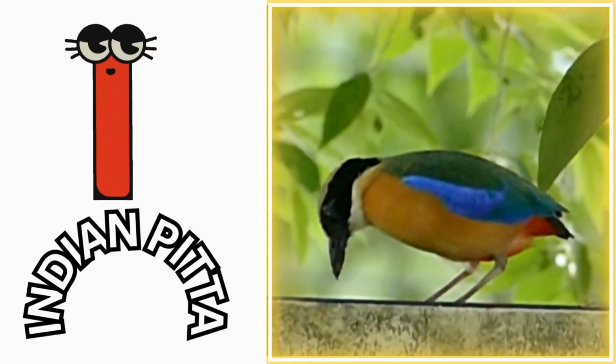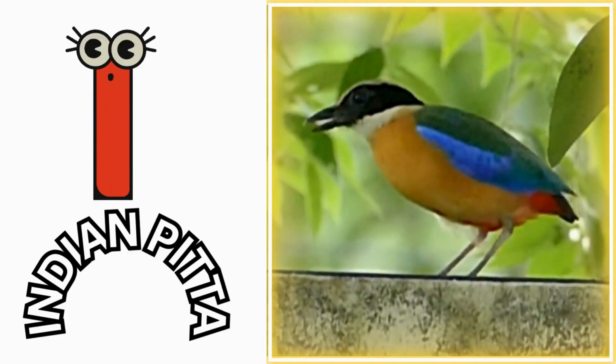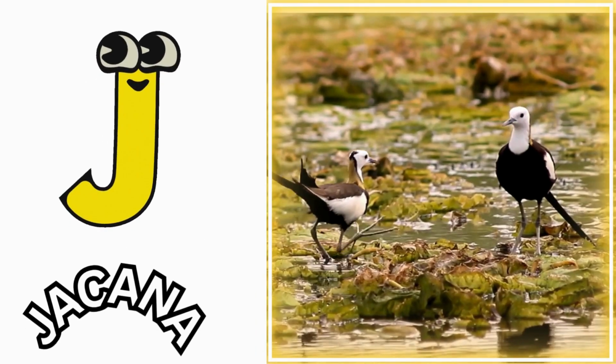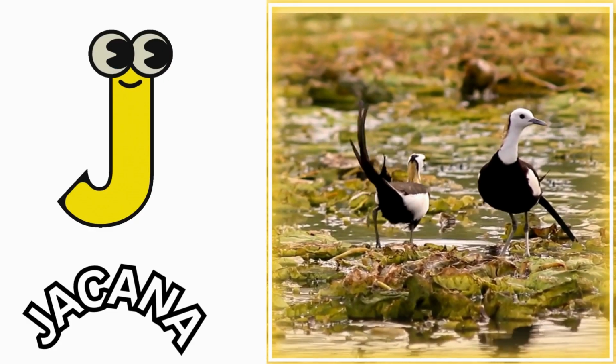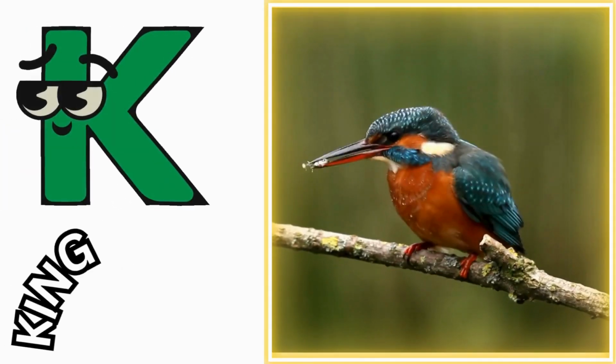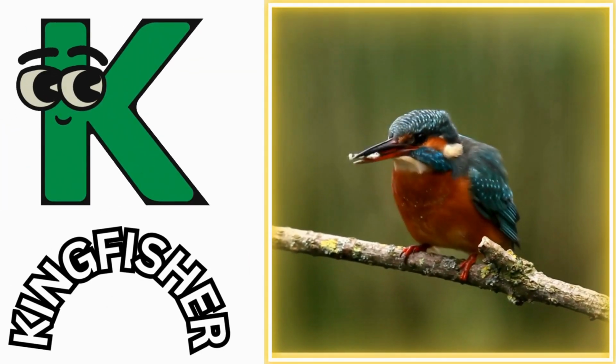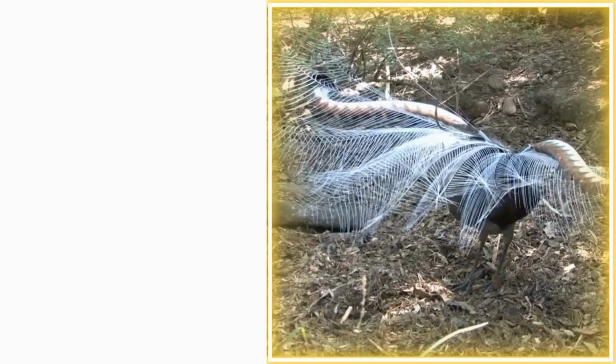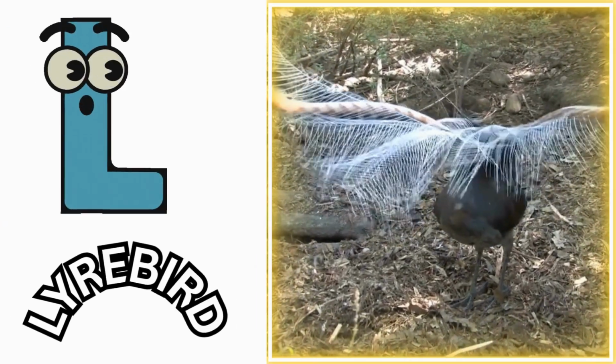I is for Indian pitta. Indian pitta. J is for jacana. Jacana. K is for kingfisher. Kingfisher. L is for lyrebird. Lyrebird.